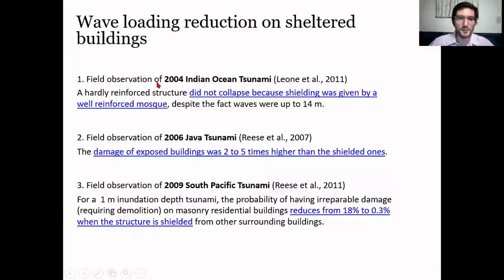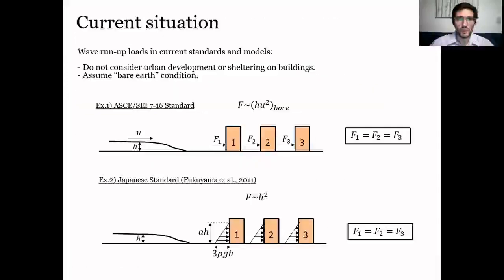Also, after field observation of the 2004 Indian Ocean tsunami, 2006 Java tsunami, and the 2009 South Pacific tsunami, it was seen that if there is some sheltering provided by surrounding structures or buildings, the damage is going to be reduced as well. So our current situation is that wave run-up loads in current standards and models don't consider this urban development or sheltering on buildings.